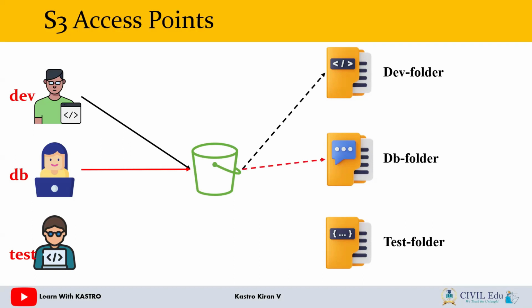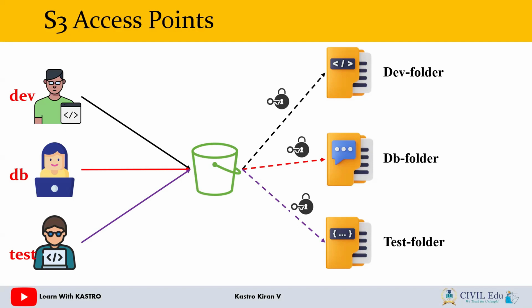Now, similarly, the testing team should access the bucket, but they should be able to access only the test folder that is available in the bucket. Now, to make this kind of scenario, we are going to take the concept of access points, and these are called S3 access points. By using S3 access points, we can define that in the same bucket, if there are different folders belonging to different teams, we can make all the teams access the bucket.